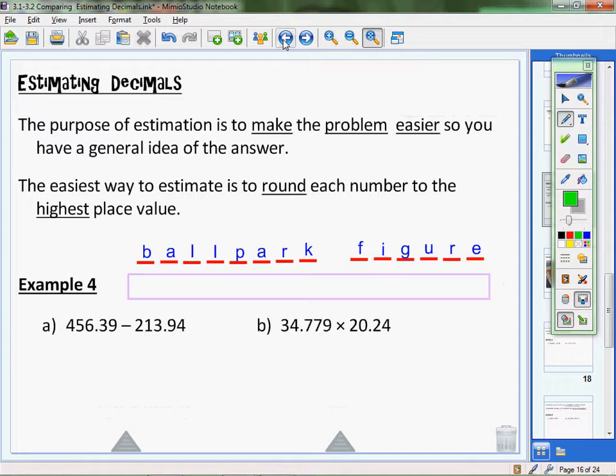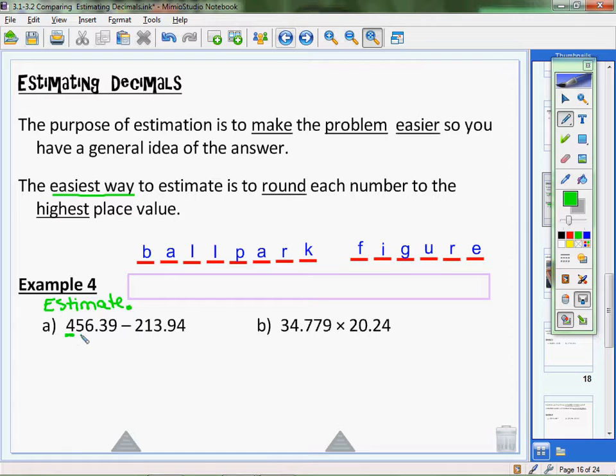Alright, so back to example 4. Part A says 456 and 39 hundredths minus 213 and 94 hundredths, and we need to estimate this. So we said the easiest way to estimate is to round each number to the highest place value. And what we learned in rounding last week is if we want to round to a particular place, we have to figure out what that is. What is the highest place in 456 and 39 hundredths? It's the hundreds place. So we're going to round to that 4.